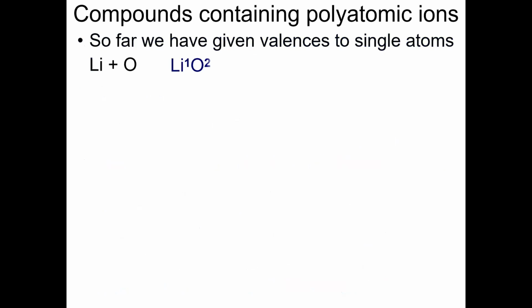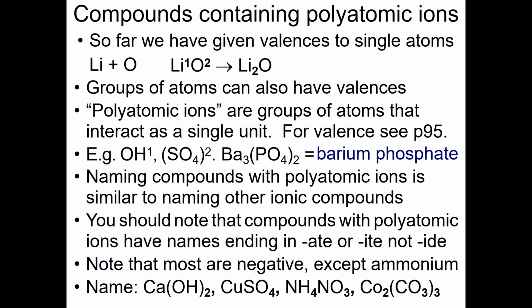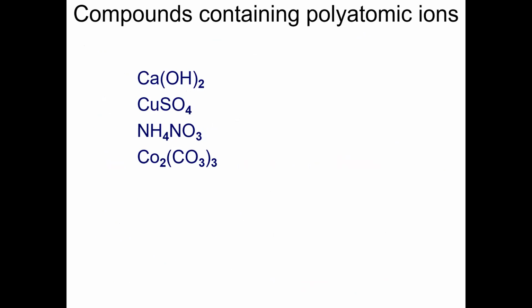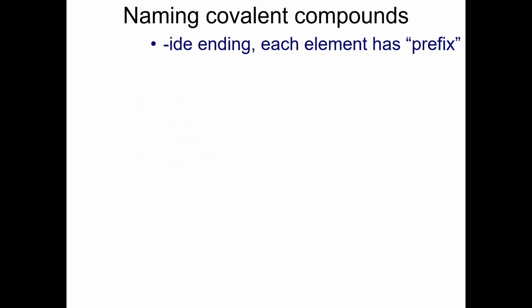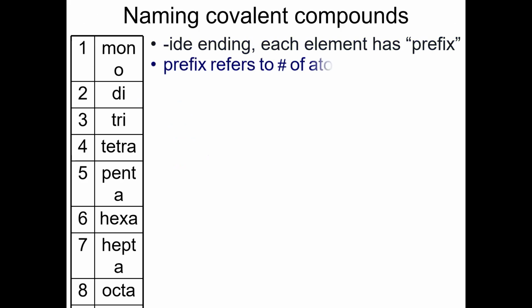Okay, so now the polyatomic ions, and I told you I would give you a sheet of this, which I will, as a matter of fact. That was calcium hydroxide, copper 2 sulfate, ammonium nitrate, and cobalt 3 carbonate. We did these, I remember. Now, covalent. This was where we stopped, right?